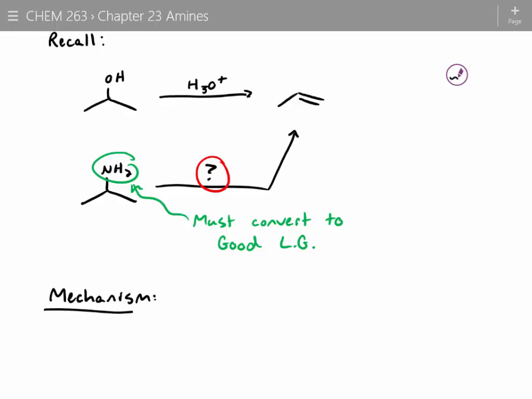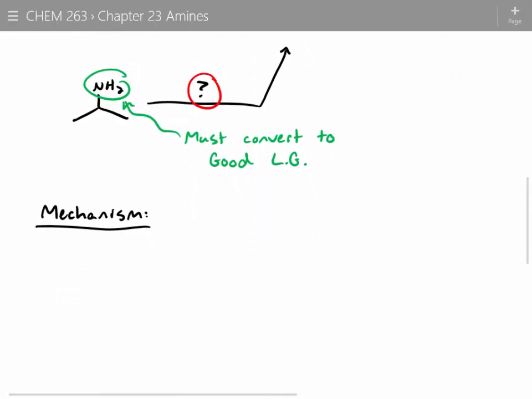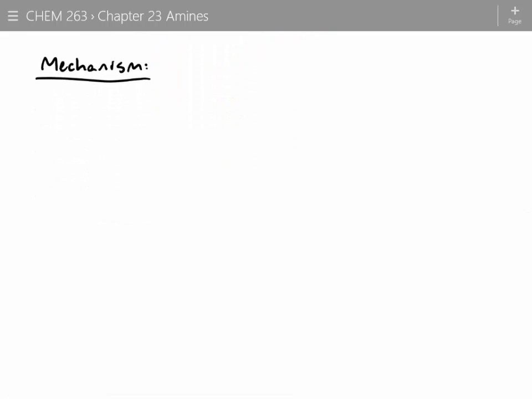And the key for turning this nitrogen into a good leaving group is to actually get it charged, just like with alcohol. The alcohol, we protonate it, the oxygen has a positive charge, and then it turns into a good leaving group. What's another way of giving a positive charge to a nitrogen, besides a hydrogen? Yeah, we can alkylate it. So the mechanism for the Hofmann elimination starts with alkylation.